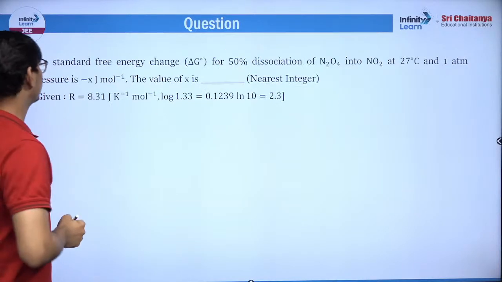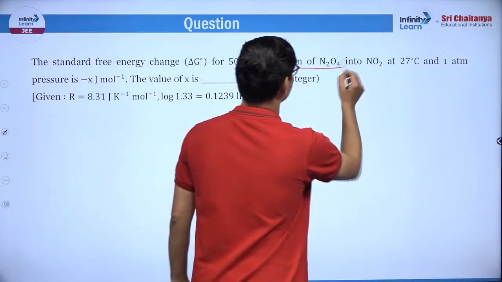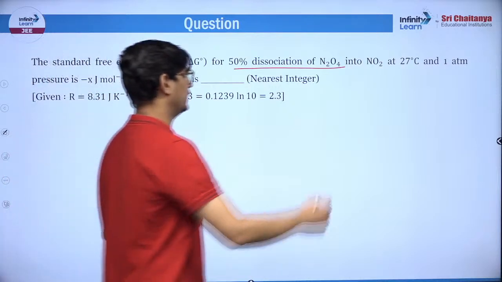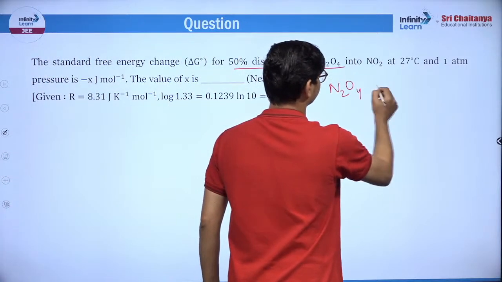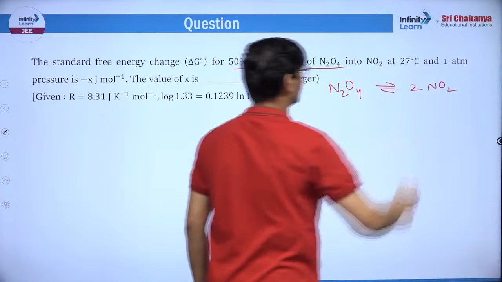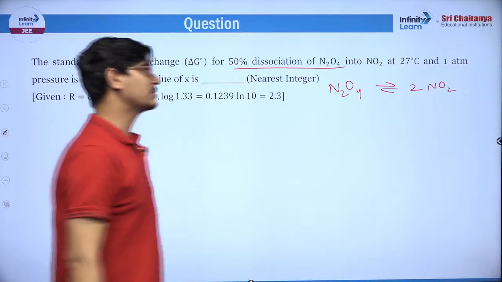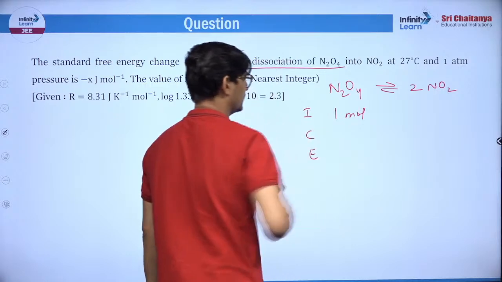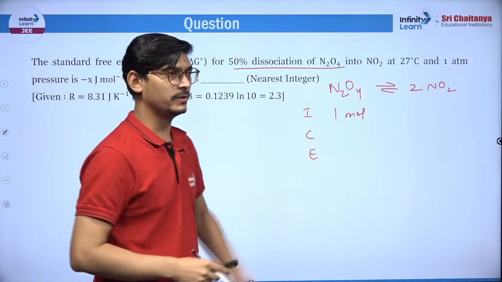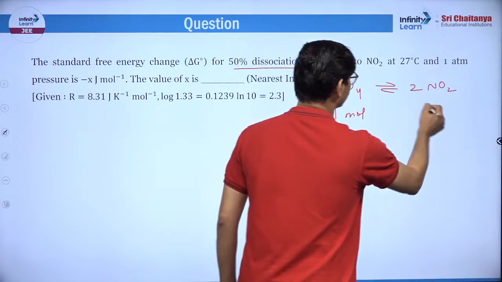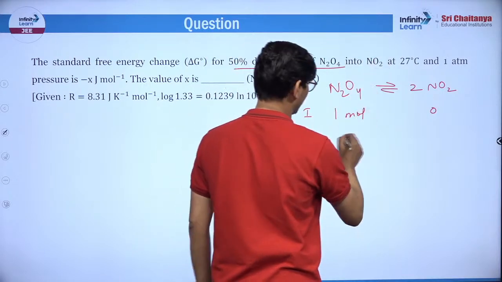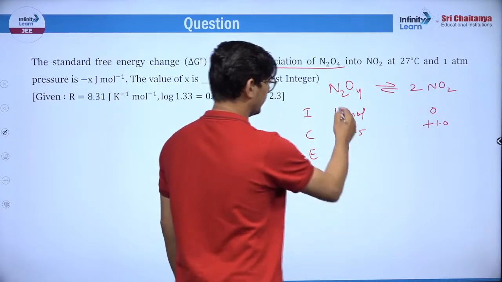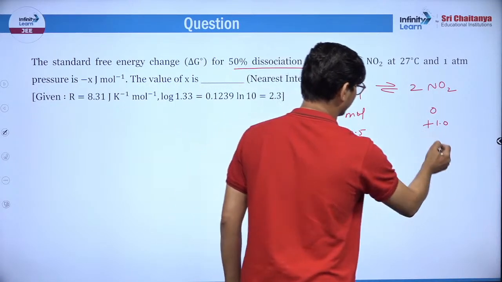Okay, then the standard free energy change for 50% dissociation of N2O4 at 27 degrees Celsius and 1 atm pressure. So again N2O4 dissociates to give 2NO2. All right, 50% dissociation is there. This means that if you are taking 1 mole, I solved this question using the ICE method, right? Initial, change and equilibrium concentration. So initially 1 mole and then 0. 50% dissociation means minus 0.5. This would be plus 1.0 because it is double. And then at equilibrium it will be 0.5 mole and 1 mole.